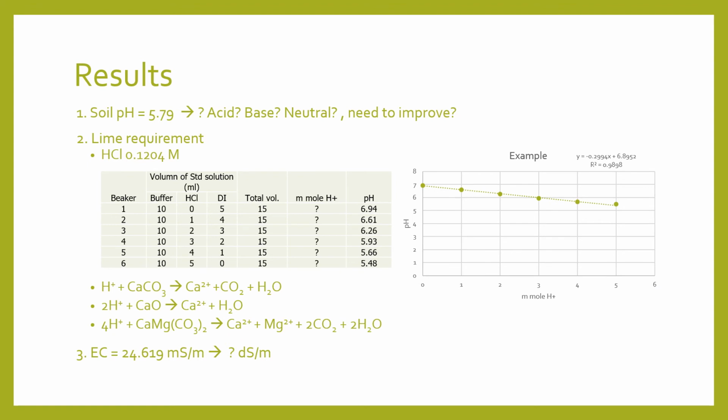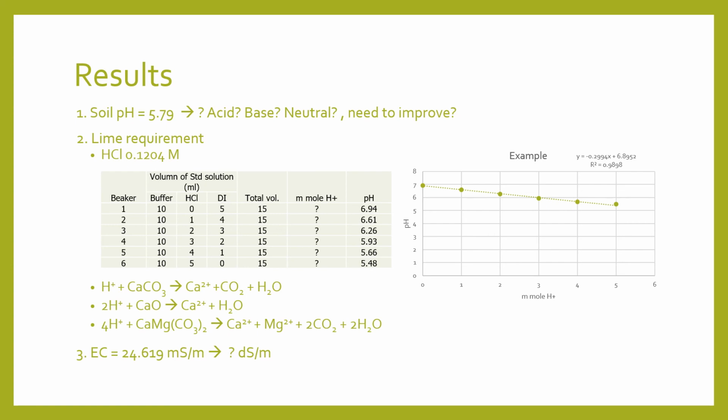Here is the result of this laboratory. For the first part, the soil pH is 5.79. So you have to discuss whether the soil sample is neutral or alkaline or acidic, and then give your recommendation if you need to improve the soil.